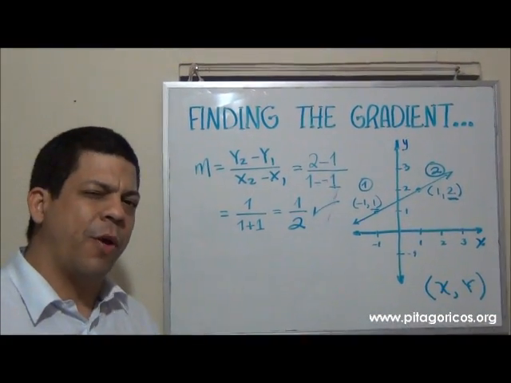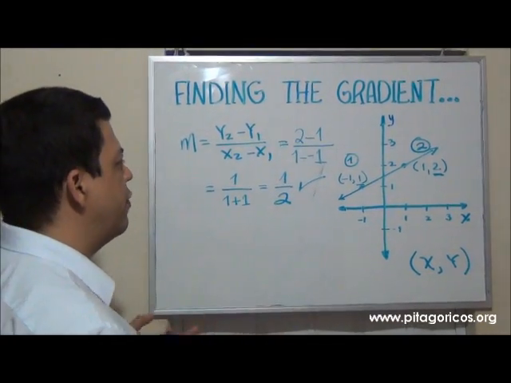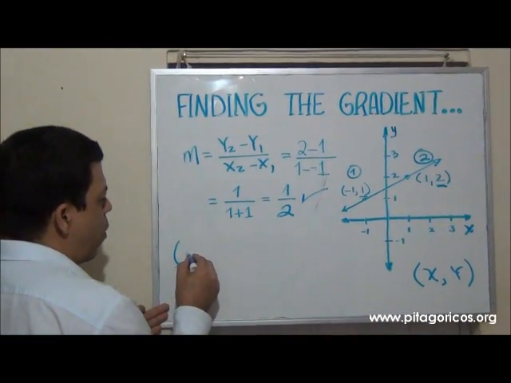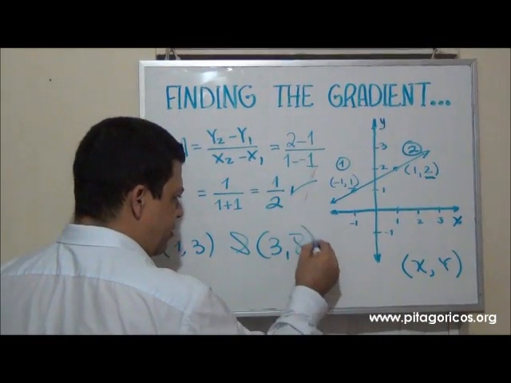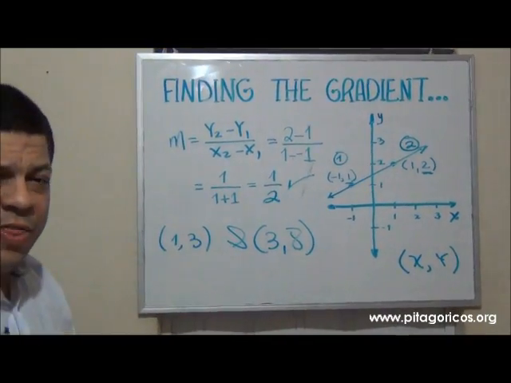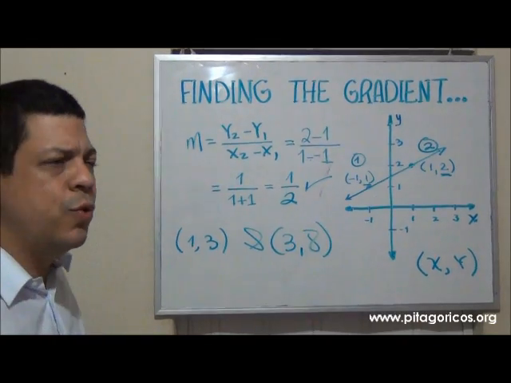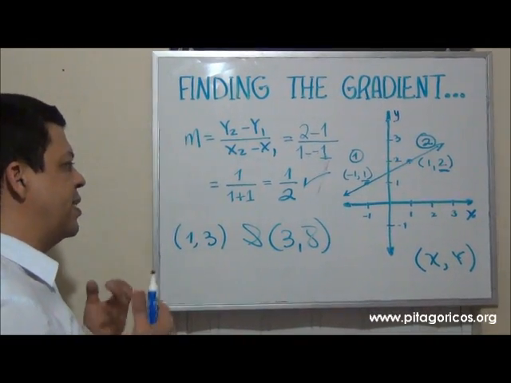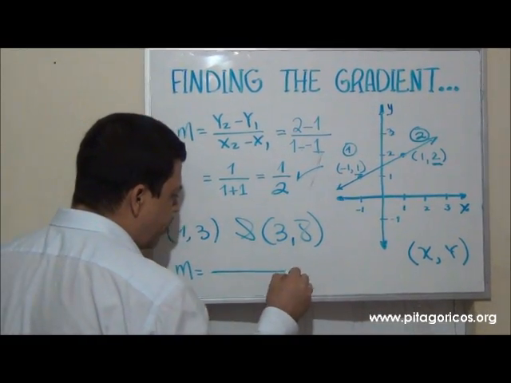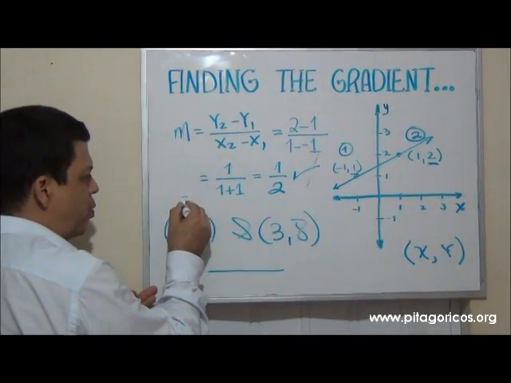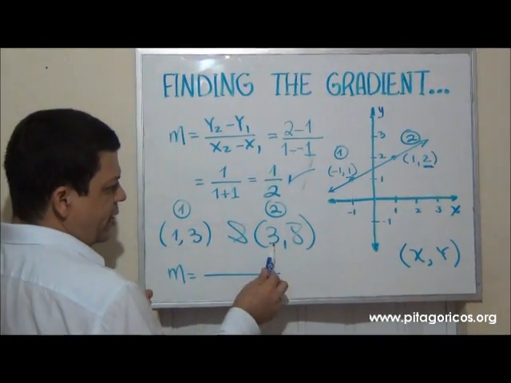And before finishing, I want to do another example. Let's suppose that you're not given the graph, but you're given 2 coordinates. Let's say 1, 3 and 3, 8. They're telling you that the line passes through these 2 points, so you need to find the gradient. How do you do that? Well, the process is the same. M, that is our gradient, would be equal to, remember, this is point 1, this is point 2, and this is x and this is y.